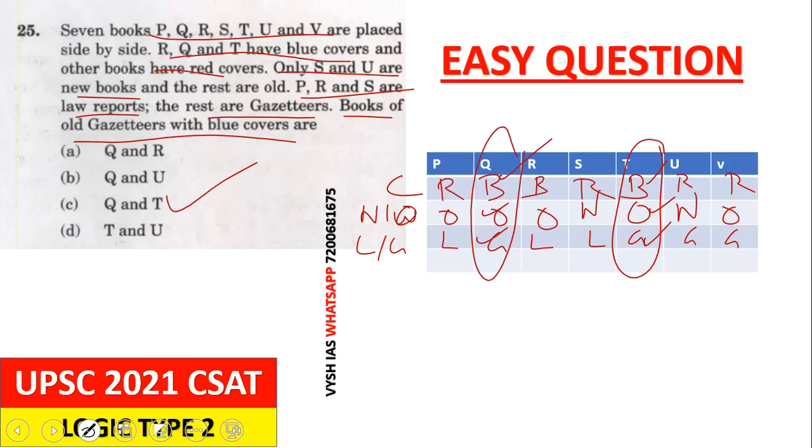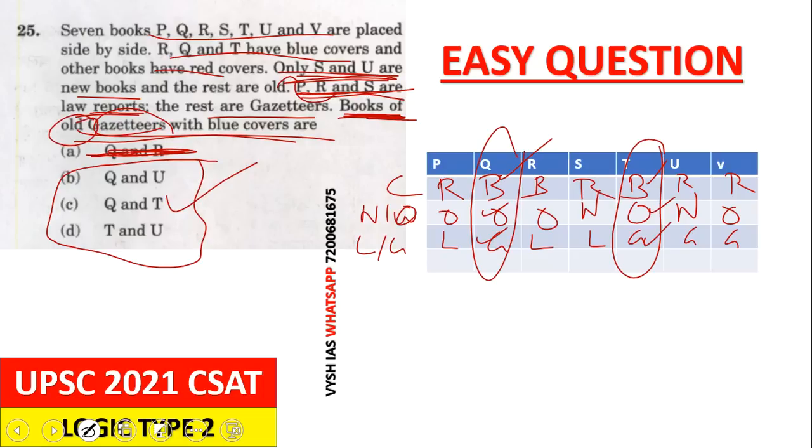You got the answer. Another method is directly reading the question. Books of old gazetteers with blue cover is what we want. Wherever we see P, R, S as law reports, we don't want them, because our question is asking for gazetteers. So P, R, S we can eliminate in the answer. Here R is there, eliminate. This we can't do because P and R and S are not there. And read the other one backward: only S and U are new books. But in the question we want old, right? So S and U are new books means eliminate U. We don't need new books. You got the answer there itself.